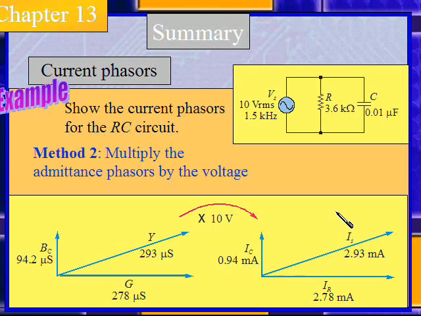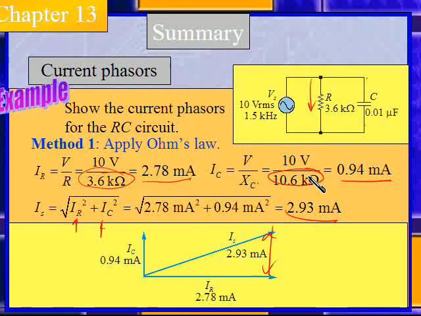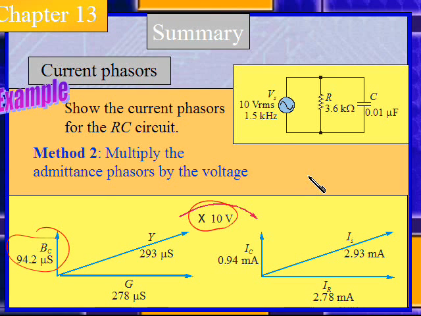Or what you could also do is, if you have the admittance values, you can multiply the admittance phasors by the voltage. So here, if you take the admittance multiplied by the 10 volts, whereas in the other slide we are dividing volts by resistance, and here it's just the opposite. So the formula to find current will be voltage times the Y numbers. So it will either be BC or it will be G.